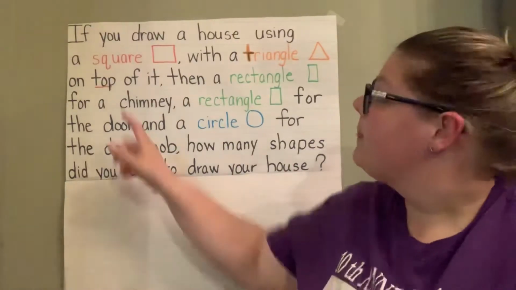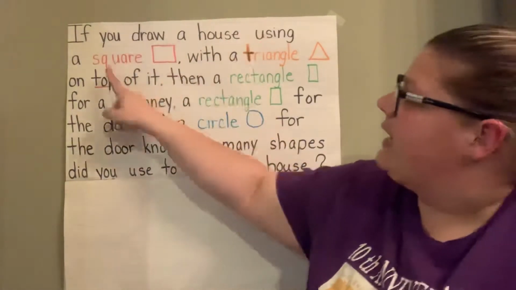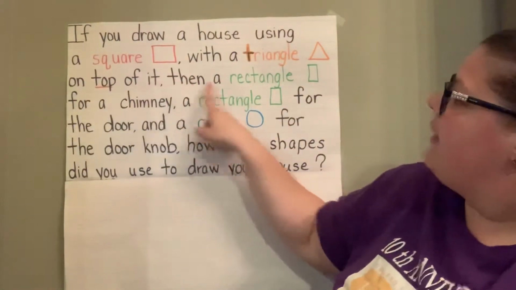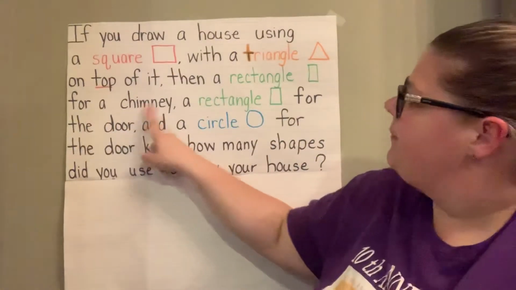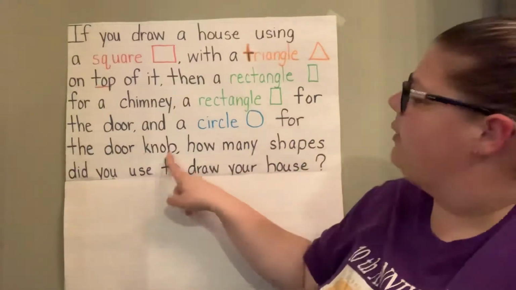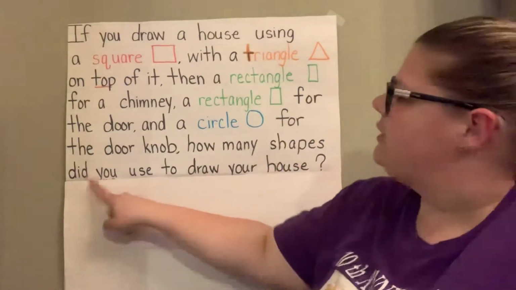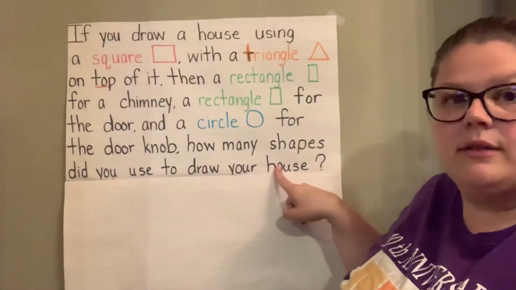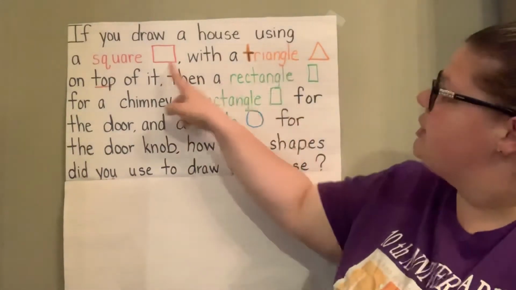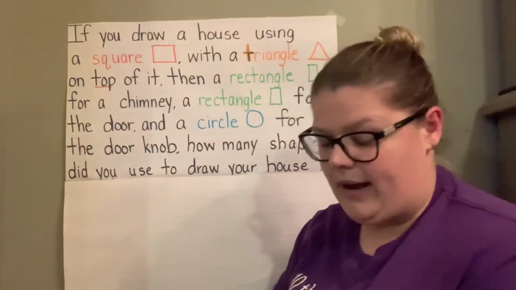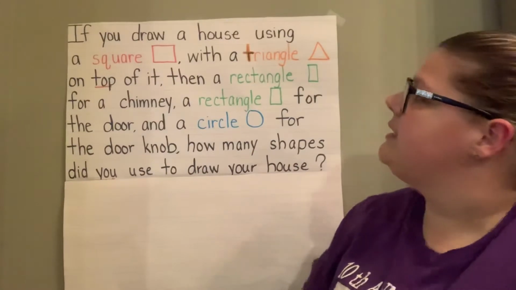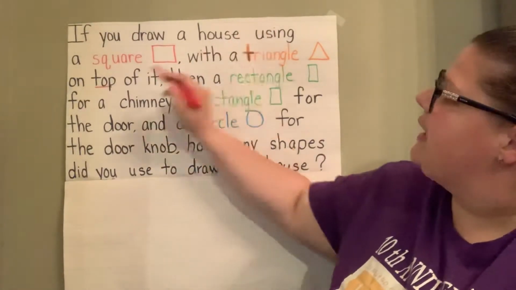It says, if you draw a house using a square with a triangle on top of it, then a rectangle for a chimney, a rectangle for the door, and a circle for the doorknob, how many shapes did you use to draw your house? So it wants us to draw a house and it wants us to use these shapes. So let's start by looking at the first shape it wants us to use. So the question says, if you draw a house using a square.